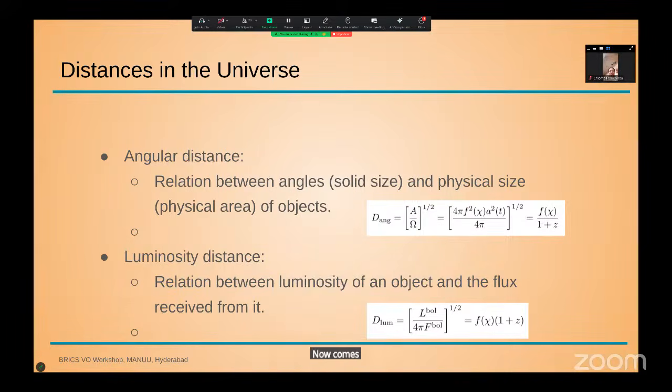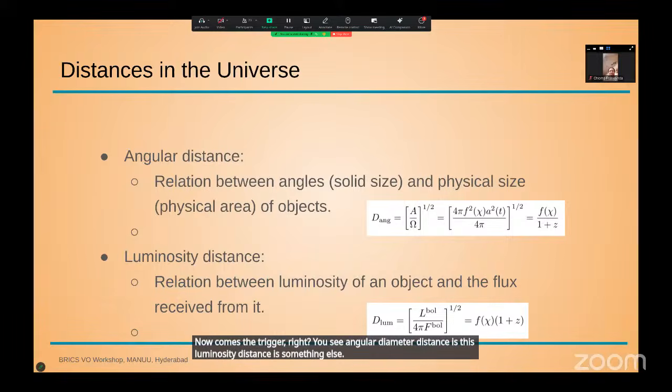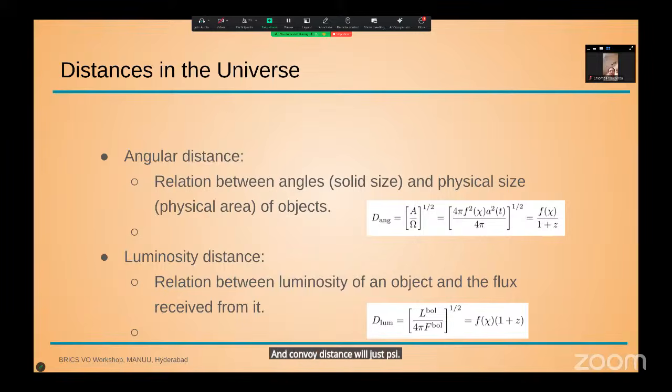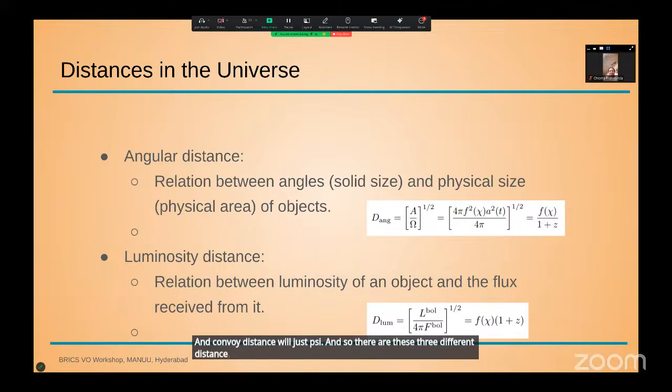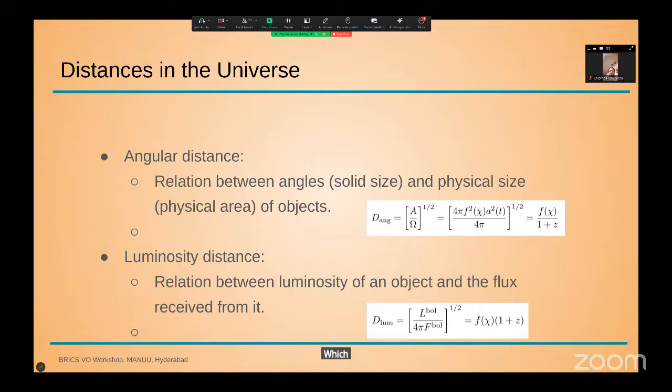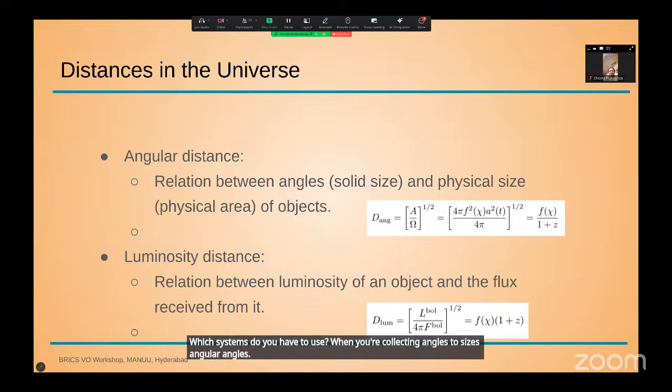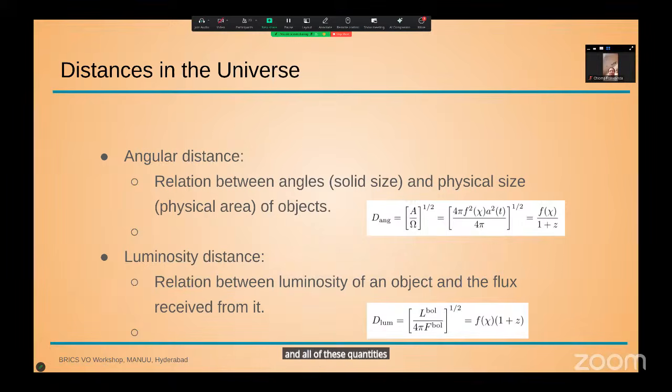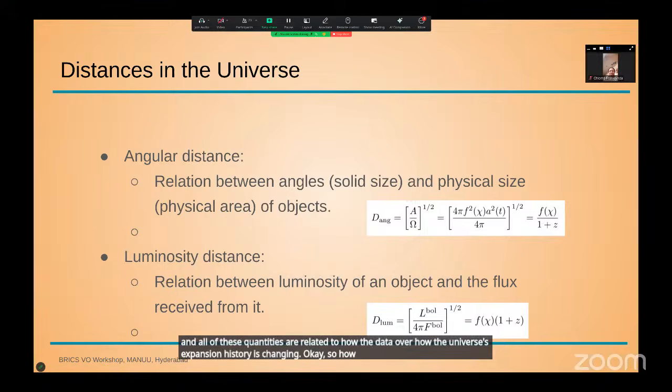Now comes the trick. Angular diameter distance is this, luminosity distance is something else, and comoving distance was just chi. So there are these three different distances, and you need to know what exactly you are talking about. When you are connecting luminosities to fluxes, which distance do you have to use? The luminosity distance. When you are connecting angles to sizes, the angular diameter distance. And all of these quantities are related to how the a dot over a, or how the universe's expansion history, is changing. So the scale factor is changing as a function of time.